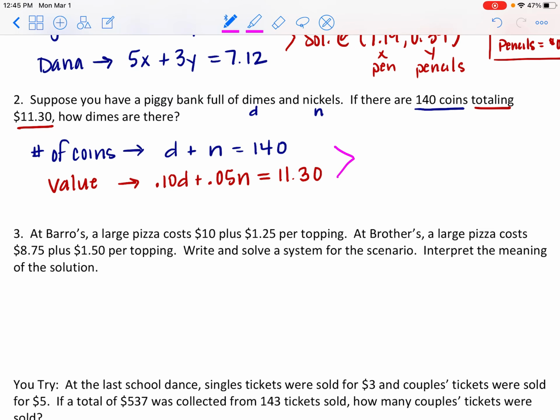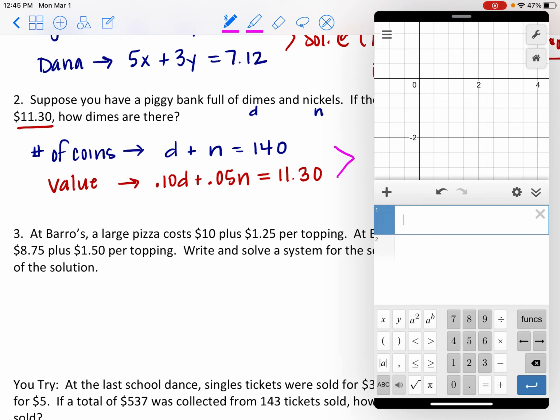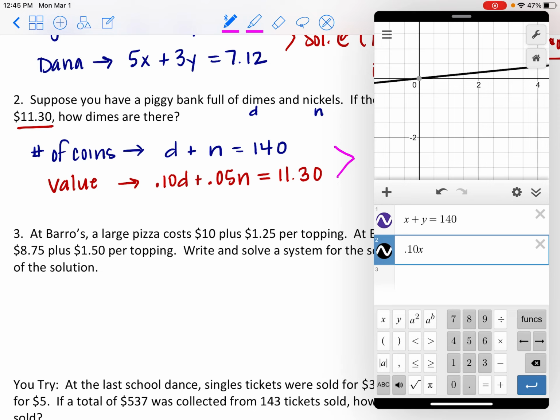So now we just need to find the solution, and again we're going to do this with our calculator. Now I called the variables D and N there, but I'm going to go ahead and use X and Y because Desmos recognizes those variables. 10 cents for every one of those, and 5 cents. Oops, got an extra decimal in there. Plus 5 cents there, and then 11.30.